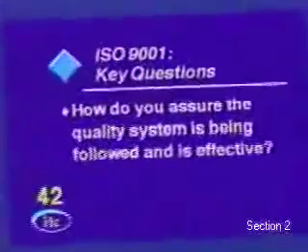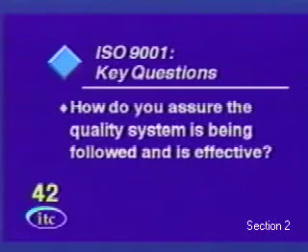And then moving on to another key question, how do you assure the quality system is being followed and is effective? To assure the quality system is being followed and is effective, internal audits must be planned and conducted. The objective of internal audits is to assure activities affecting quality are performed as documented and are effective. Corrective actions resulting from internal audits must be formally documented and responded to.